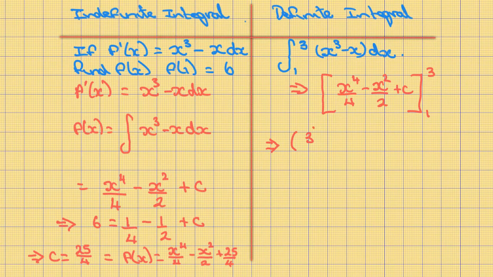3 to the power of 4 over 4 minus 3 squared over 2. The c's disappear, minus 1 over 4 minus 1 over 2. Therefore, the integral is 16 units squared.